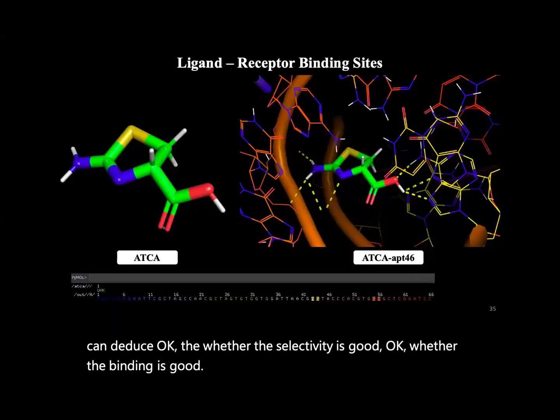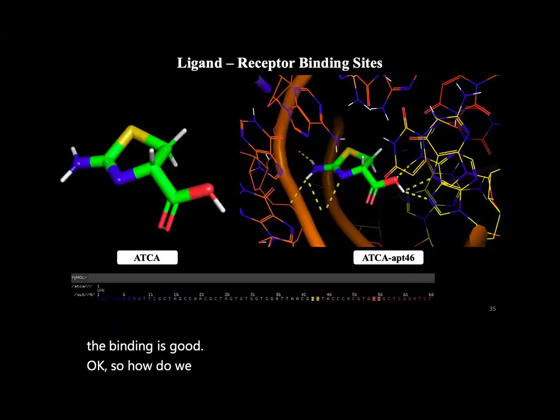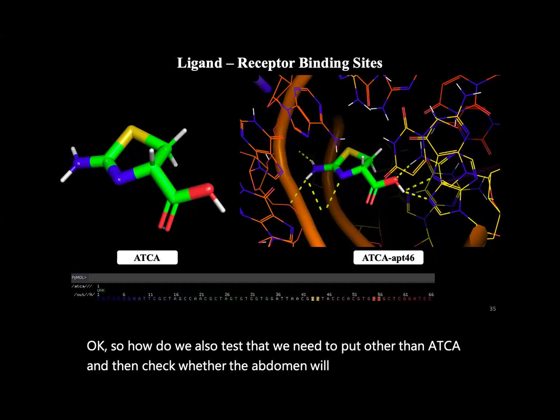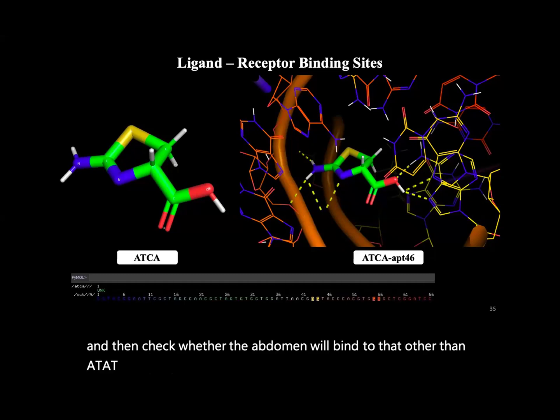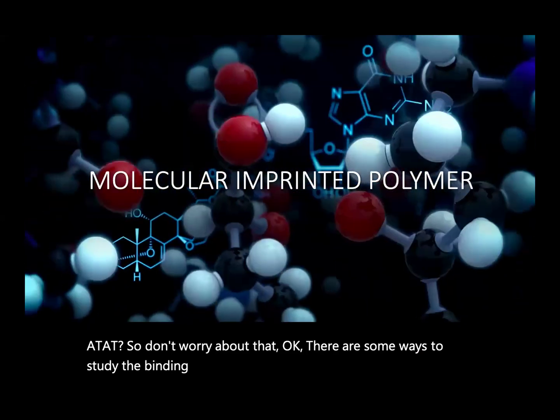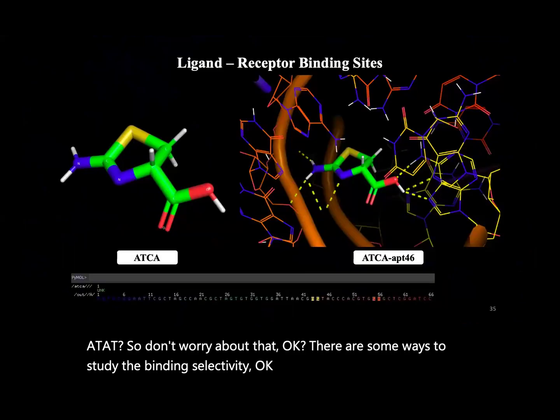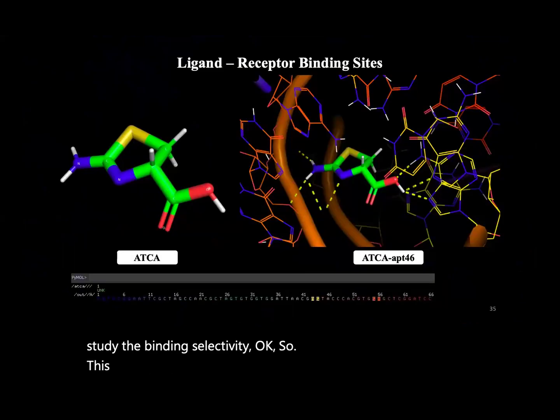So how do we also test that? We need to put in other compounds besides ATCA and then check whether the aptamer will bind to those. So don't worry about that. There are some ways to study the binding selectivity. So this is what aptamer can do.